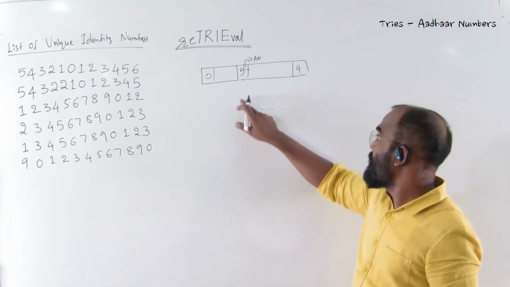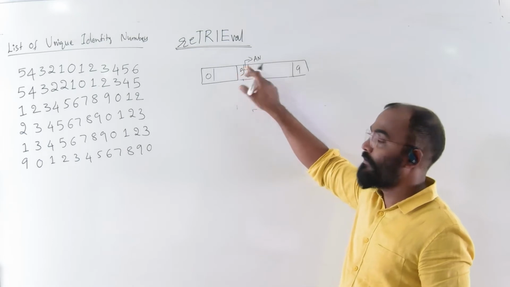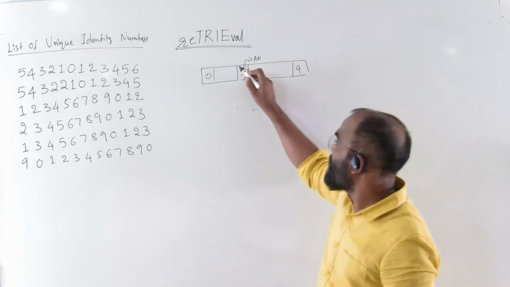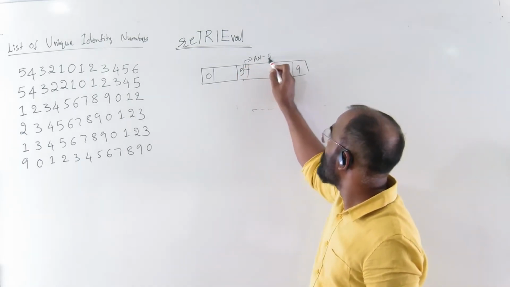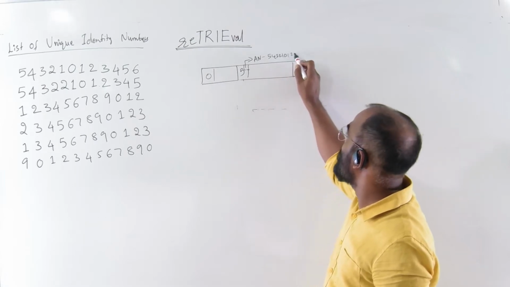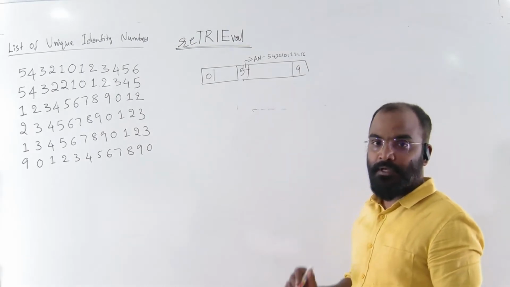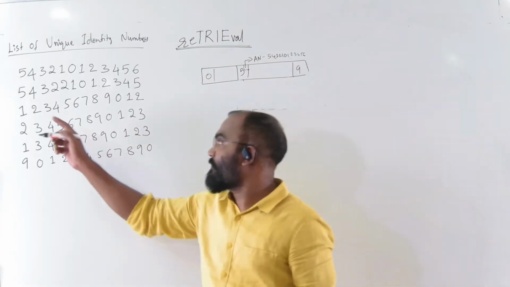But here you have the first one, so you store the actual number here. Okay, so you have completely stored that number, which is 5, 4, 3, 2, 1, 0, 1, 2, 3, 4, 5, 6. You have completely stored that number. Now let's go to the second number.